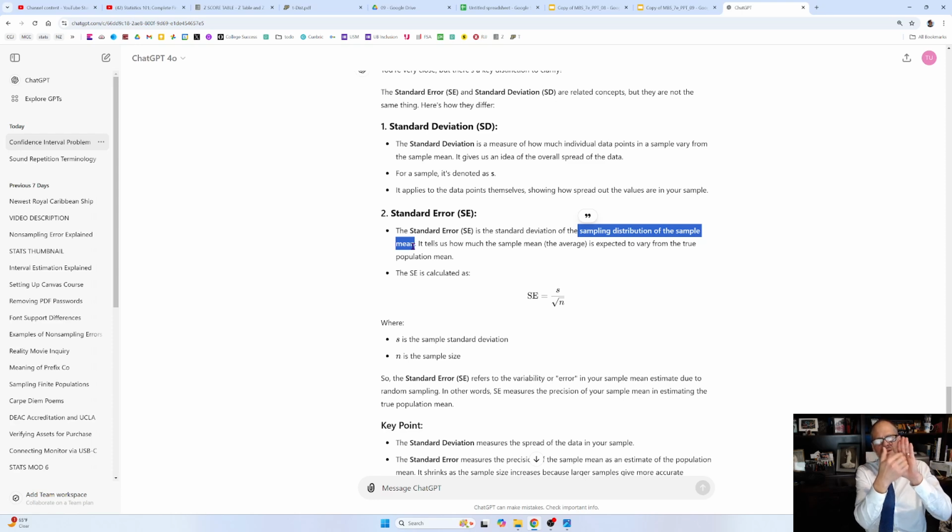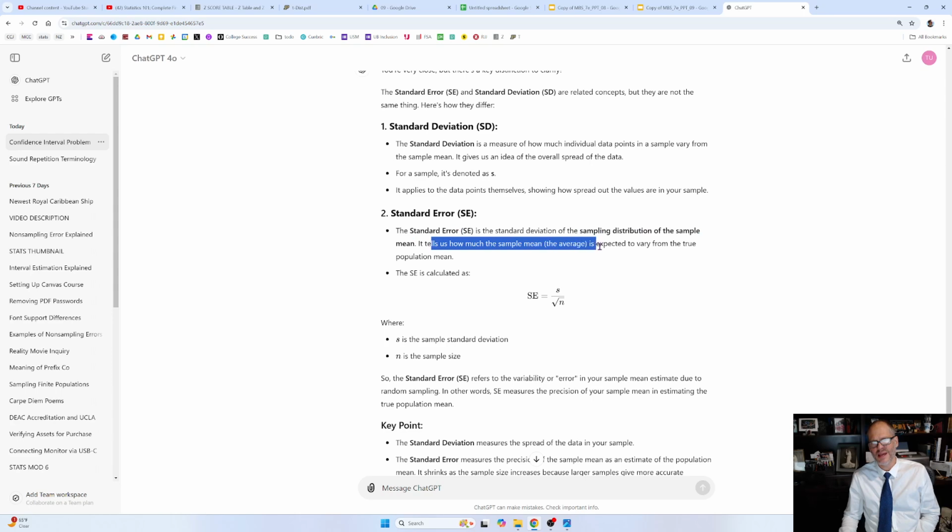There'll be a mean of our sample means, and the different sample means we got will vary around that, the mean of the sample means. So we're doing a mean of our sample means, and then a standard deviation of each sample mean from the mean of the sample means. We're doing statistics on our statistics, and that's the standard error. It tells us how much the sample mean, the average, is expected to vary from the true population mean.